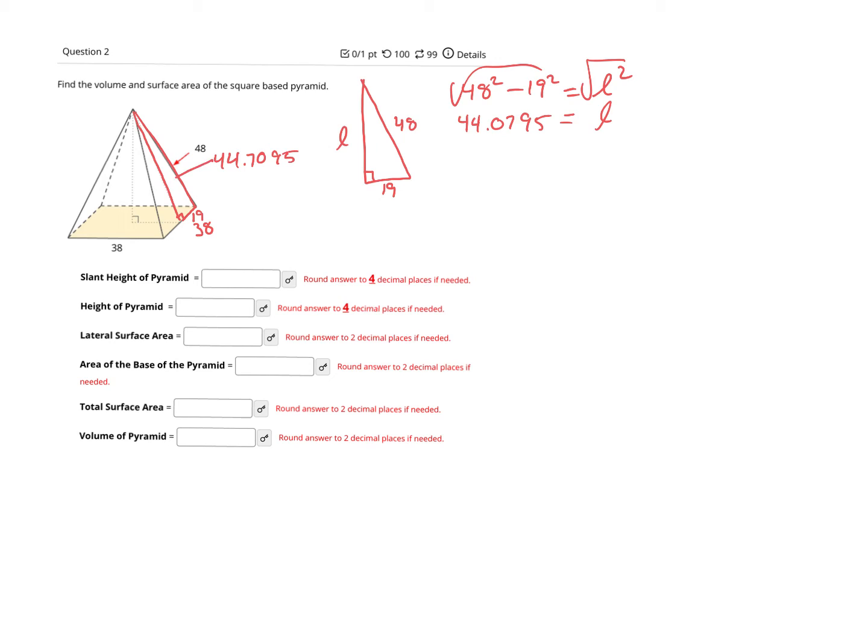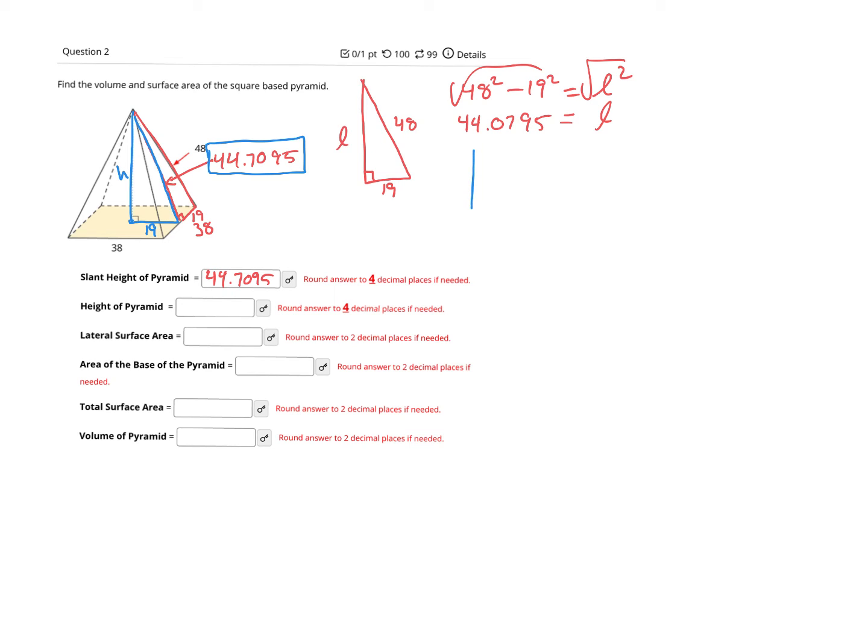44.7095 is going to be that length right there. Now the next thing I'm going to want to do, and I'll write that in here, 44.7095, is find the height of the pyramid. So again, I'm going to have to use the Pythagorean theorem, but now I have a different triangle. I have this triangle right here. On the bottom, this is still going to be 19 because that's half the length of the base. But now I'm going to use the slant height for the hypotenuse, and then I'm going to use that to find the height of the pyramid.